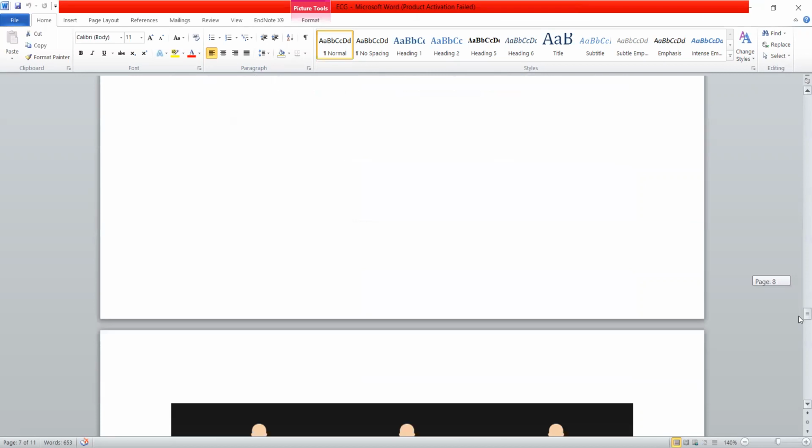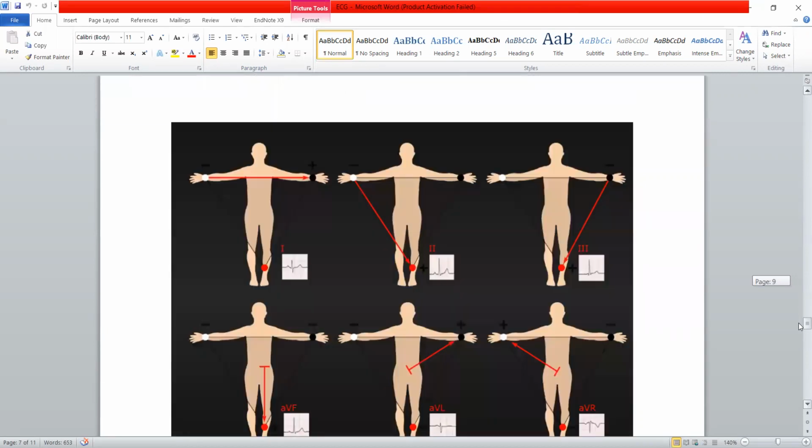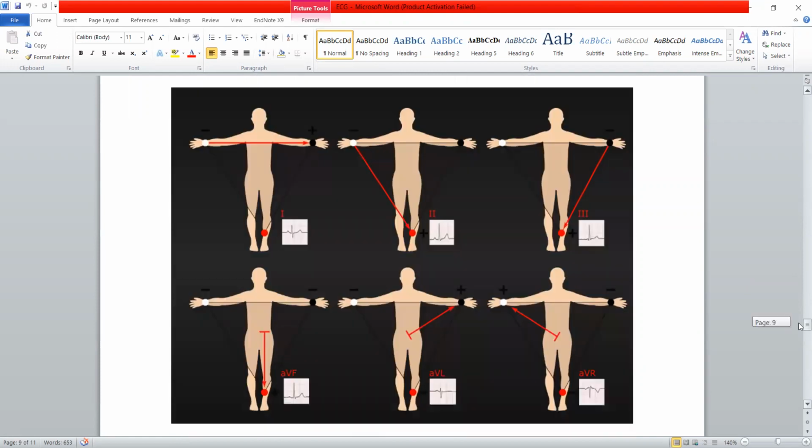Now let's look at the limb leads. There are 6 limb leads. 3 limb leads are bipolar, and 3 limb leads are unipolar. The bipolar limb leads have two electrodes, and the unipolar limb leads have one electrode, which is the positive one.